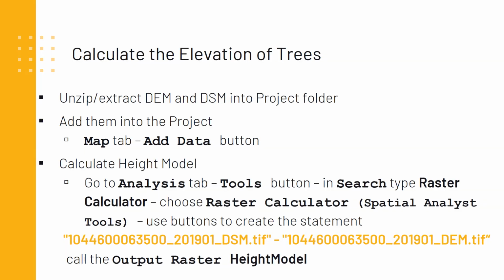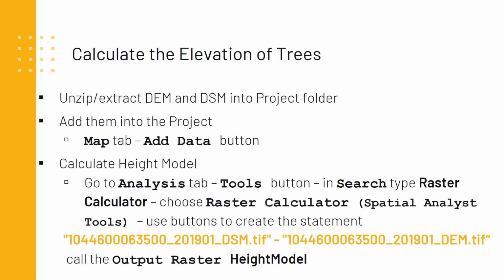Next, we're going to need to unzip and extract both the DEM and the DSM into the project folder. Once they're extracted, you're going to add them to your project by going to the Map tab and Add Data button. Next, we need to calculate the height model.